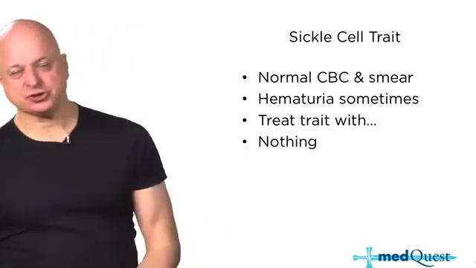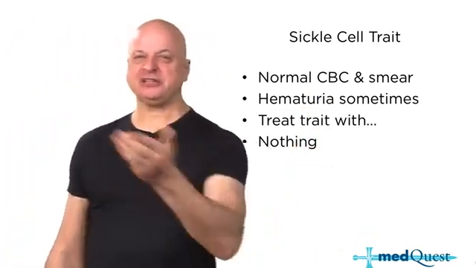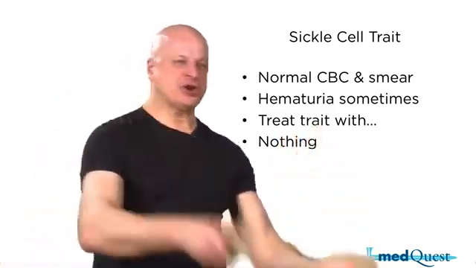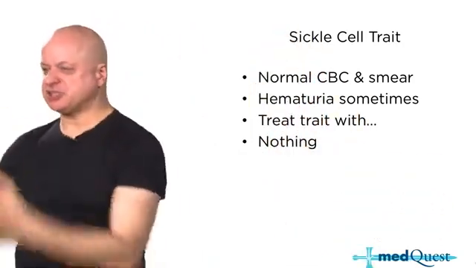Sickle cell trait, don't treat a trait. Thalassemia trait, don't treat a trait. Alpha trait, don't treat a trait. Beta trait, don't treat a trait. There's nothing to treat the trait except love.